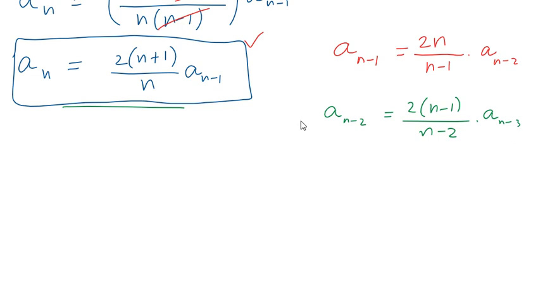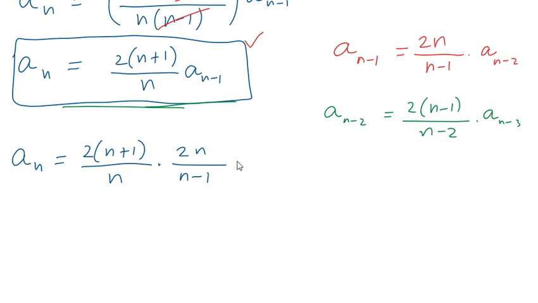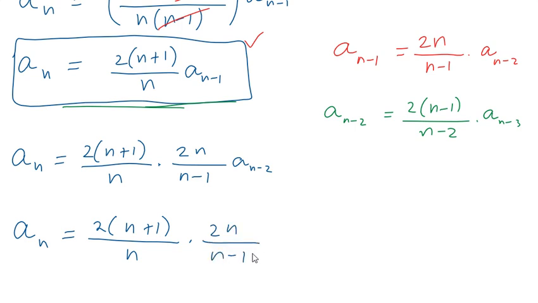Okay, now I'm going to substitute the equivalent of a sub n minus 1 here. So we have a sub n is equal to 2 times n plus 1 over n. A sub n minus 1 is equal to 2n over n minus 1 times a sub n minus 2. Now we know that a sub n minus 2 is equal to 2 times n minus 1 over n minus 2 times a sub n minus 3. So I can just replace a sub n minus 2 in this equation. So we have 2 times n plus 1 over n times 2n over n minus 1 times 2 times n minus 1 over n minus 2 times a sub n minus 3.